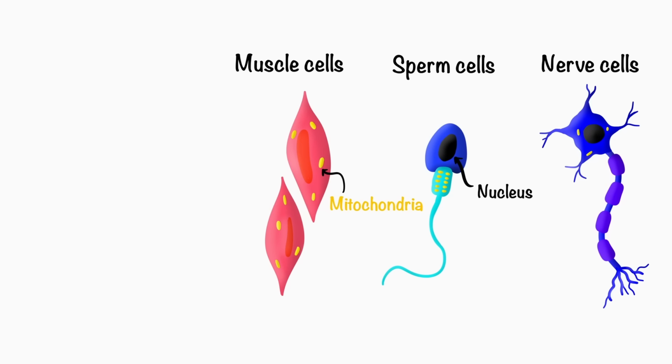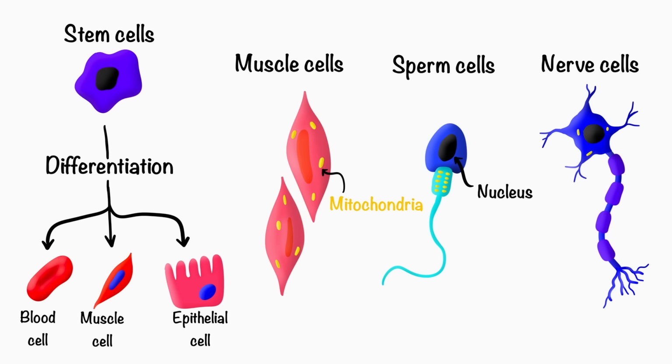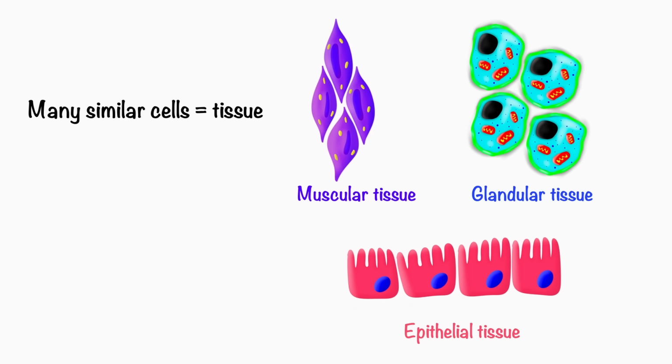Different cells have different structures that allow them to perform specialized functions. These specialized cells are created through a process called differentiation. This is when cells develop specific features to perform particular tasks. When similar cells work together, they form tissues. A tissue is a group of similar cells that perform a specific function together.